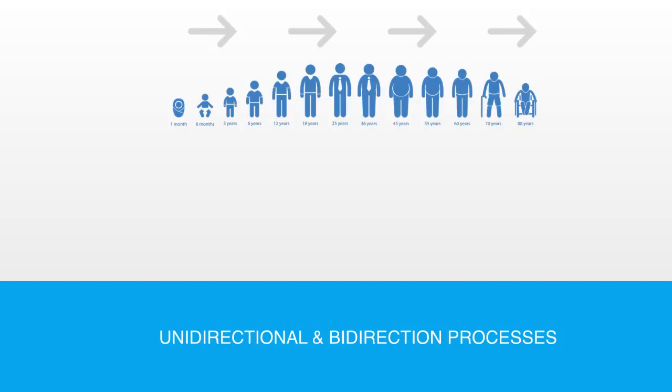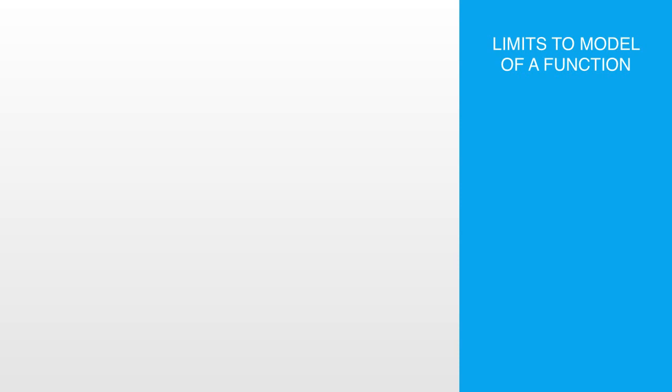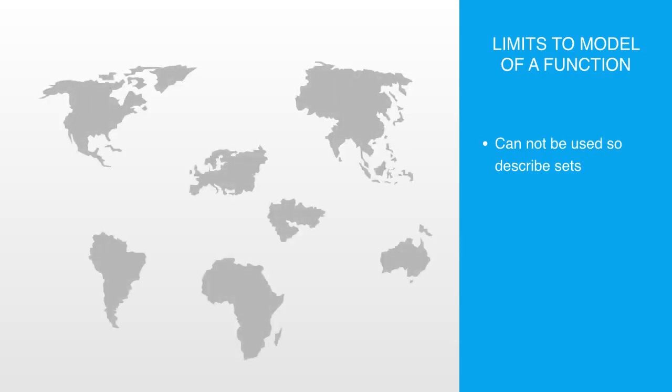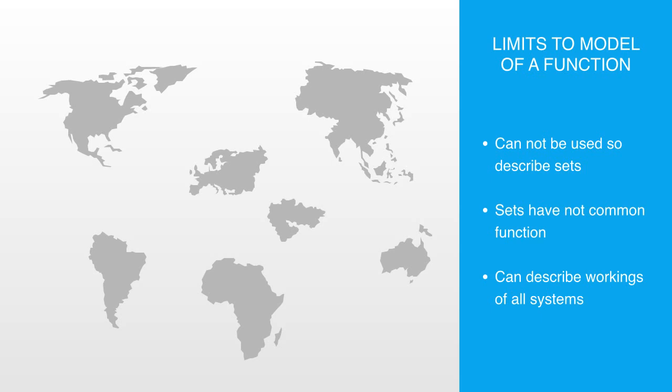Aging within the human body may be cited as a good example of a unidirectional process, whereas the building of a Lego brick house is an example of a function that can be easily inverted and thus bidirectional. We should note that the model of a function cannot be properly used to describe a set of things, because sets do not perform a common function. So if we take a group of nations at war with each other, because they are not working together to perform a function, we can only describe them by talking about their attributes and interactions. But the model of a function can be effectively used to describe any type of system.